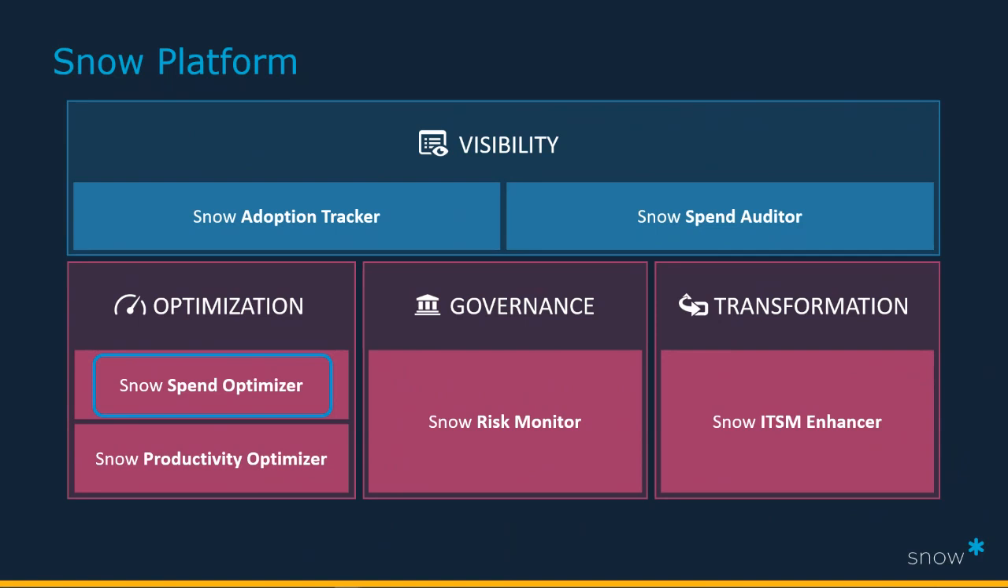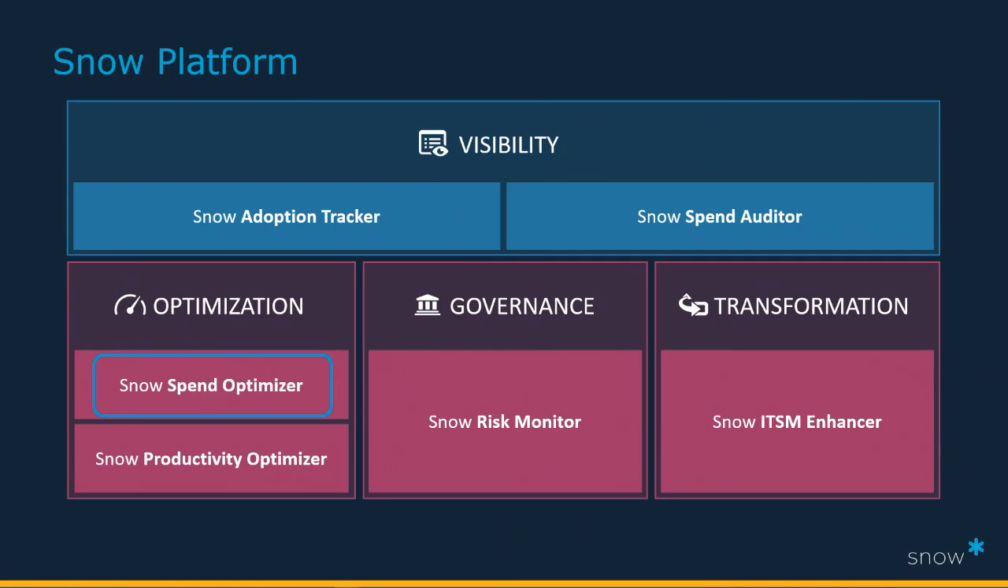And it's important to realize that Spend Optimizer builds on the capabilities of Snow's Adoption Tracker, which gives discovery, inventory, and normalization of assets, and Spend Auditor, which gives insights into what's driving technology spend and helps ensure that you're audit ready.